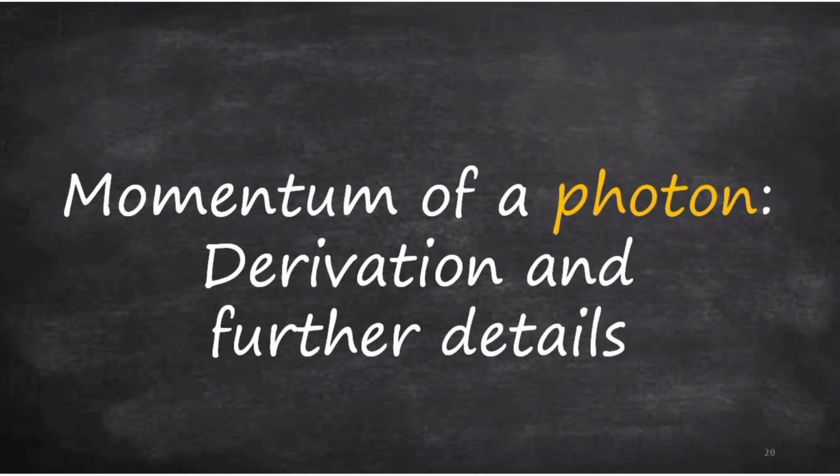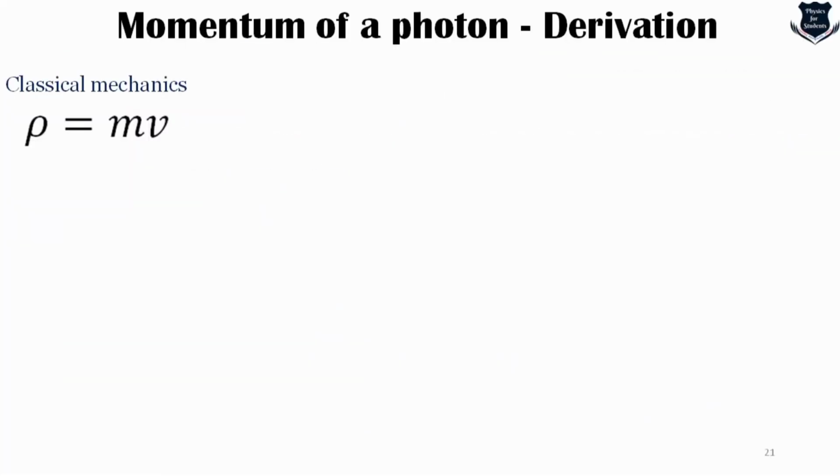Okay, so we come to the derivation of the momentum of a photon, and we will go ahead with the mathematical details very simply, and we will learn certain other details. Now, based on classical Newtonian mechanics, the formula of momentum equals mass times velocity, then a photon would not have any momentum as it has no mass.